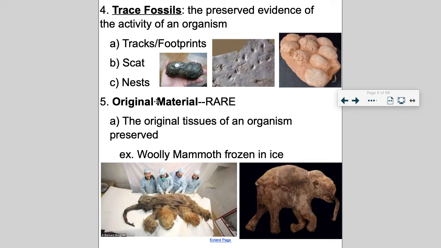All right, and then the original material is very, very rare. Rare if you find it. The original tissue of an organism is actually preserved. So the woolly mammoth frozen in ice, it didn't break down. You can still see the hair. There's tissues. They've extracted DNA.